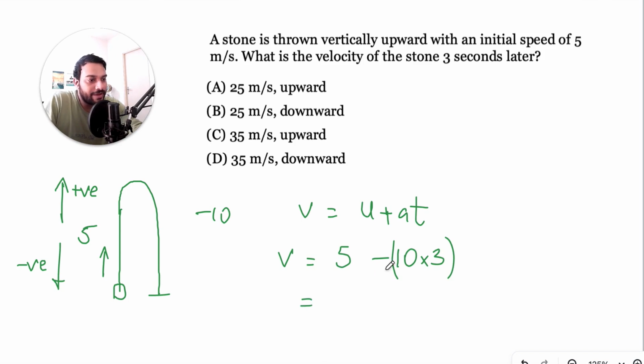So this gives us 5 minus 30, which is negative 25. What does negative mean? Negative 25 meters per second. That means the velocity is downwards. So negative 25 meters per second, that is 25 meters per second downward, option B.